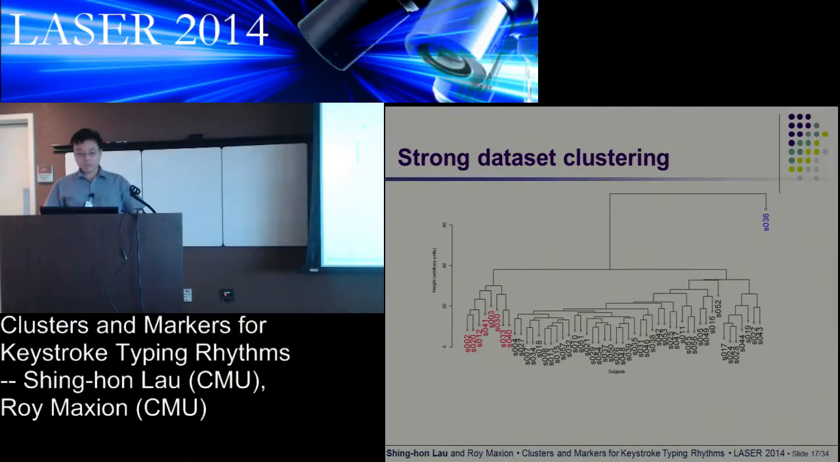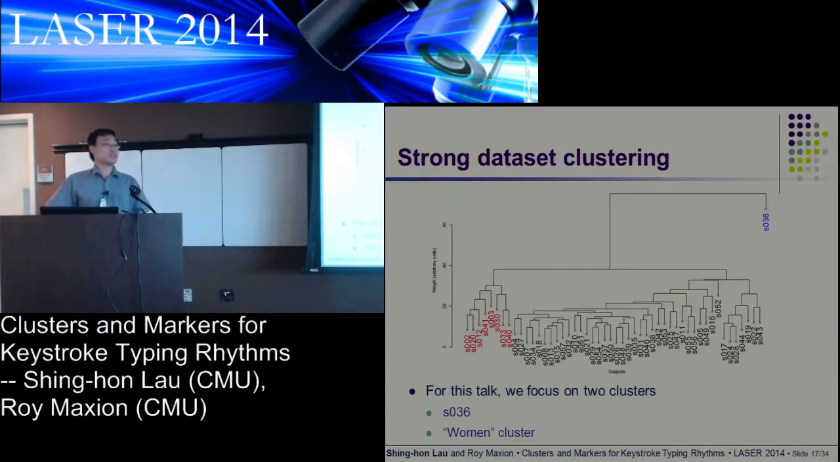Cool. So, for the purposes of this talk, I'm going to focus on two clusters. There's the subject 36 cluster, which is in blue in the upper right, and this is the singleton cluster that just contains subject 36. There's the women cluster, which is in red, and as its name might suggest, these are all women. There are also a couple of other clusters that you can identify here, but I just don't have time to talk about today. There's a cluster here to the right, and there's a big cluster here in the middle, which seems to be everybody else.